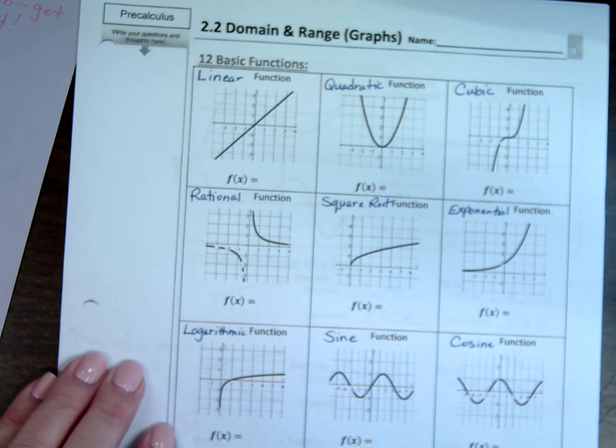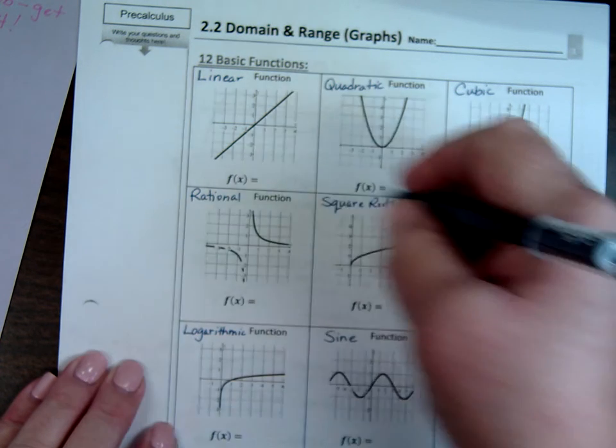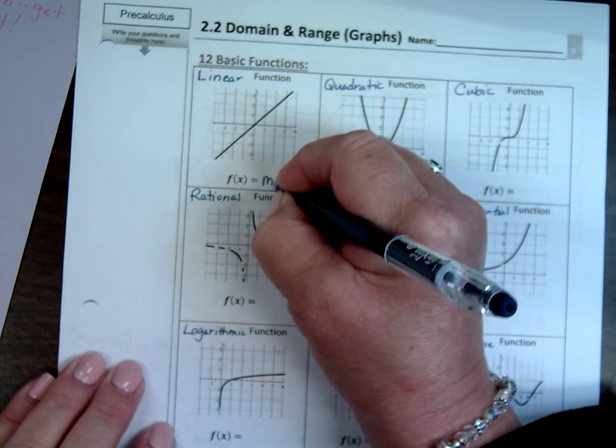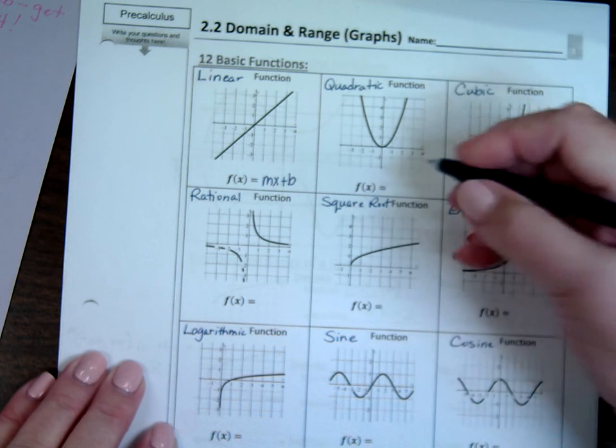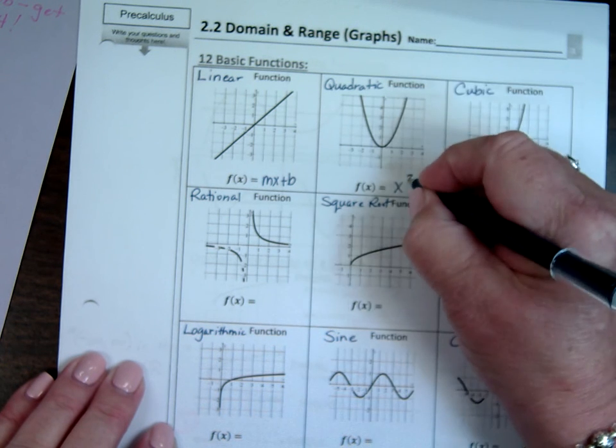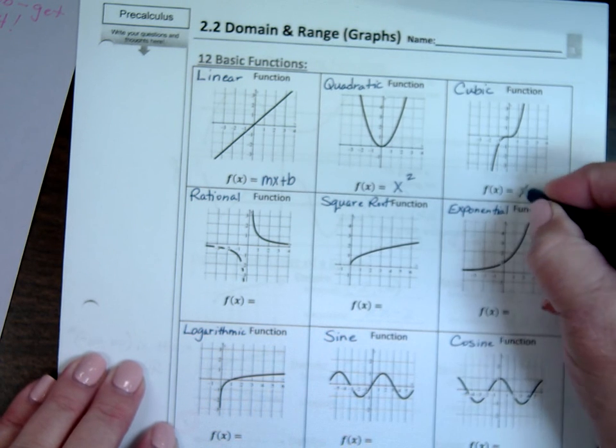So we'll start with the linear function first, and here it is: y equals mx plus b. That's the formula that you would see if it were a line. Remember, the x only has a power of 1 on it. But if I come to a quadratic, then here's an x squared. If I come to a cubic, here's an x cubed.